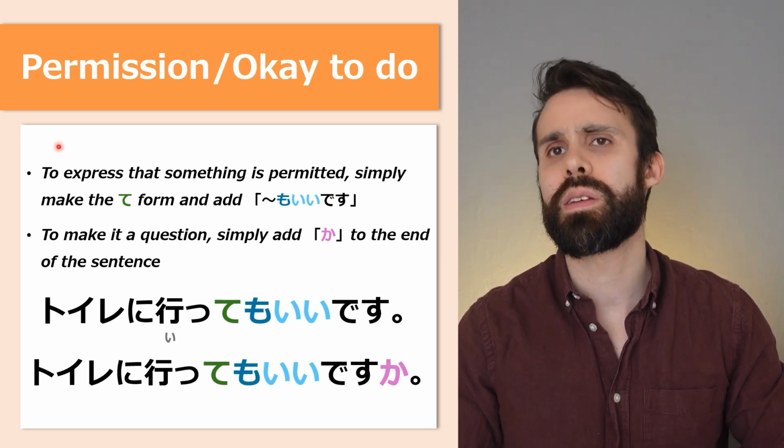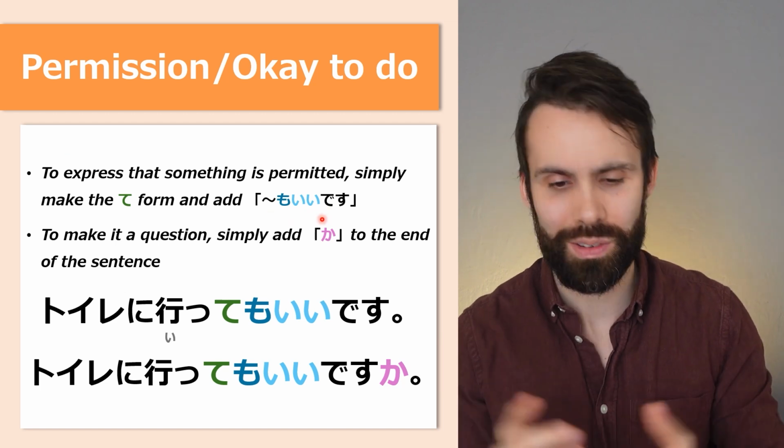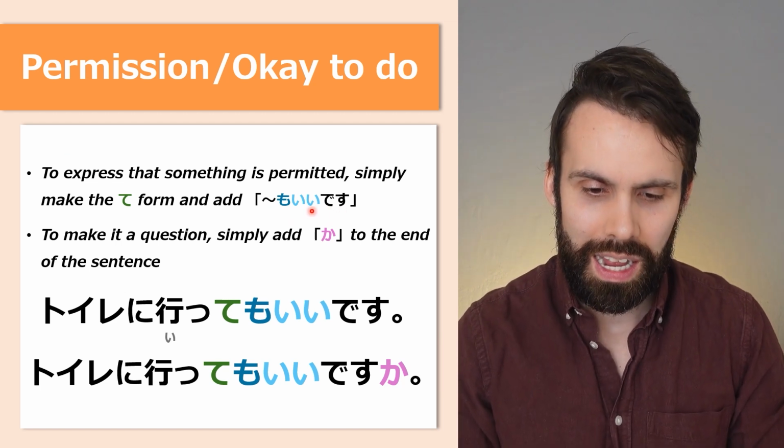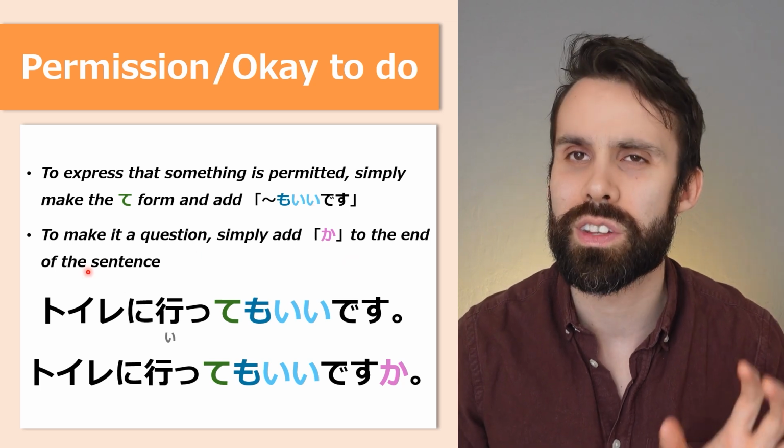So moving on to permission, saying that something is okay to do. To do that, we simply add もいいです. Well, we don't need to use the です if we don't want to. And then we can use か to make it a question. So let's take a look at what this might look like.